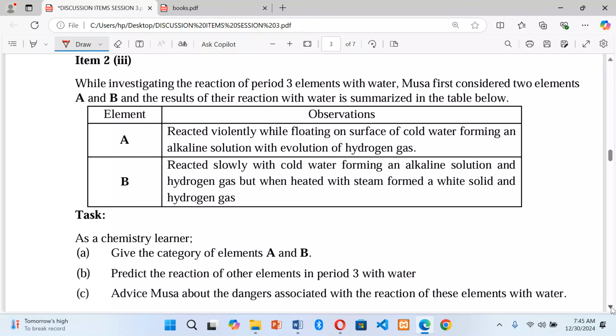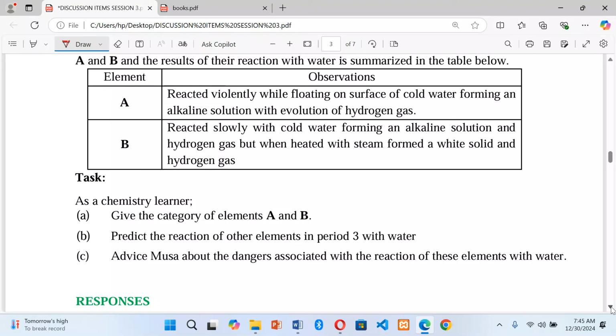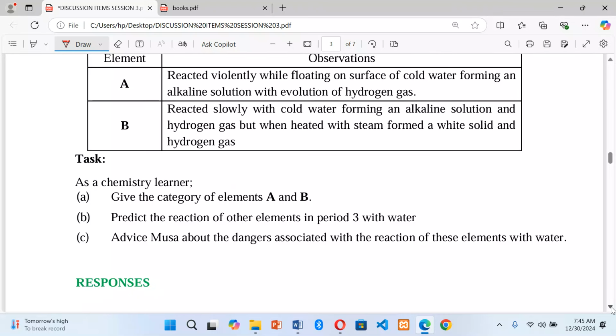So let's look at this item faster. When you say categorize, we have seen how A behaved, we have seen how B behaved. Which category can you put them in from the periodic table? If you recall very well, in the periodic table we have the elements which are categorized as metals, non-metals, and also we have those ones which are known as metalloids.